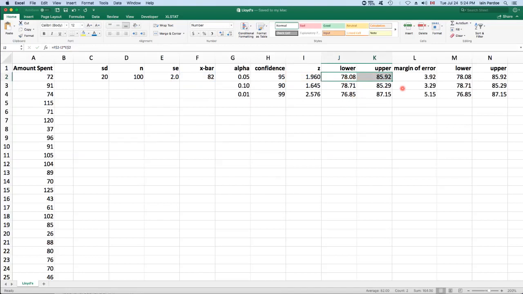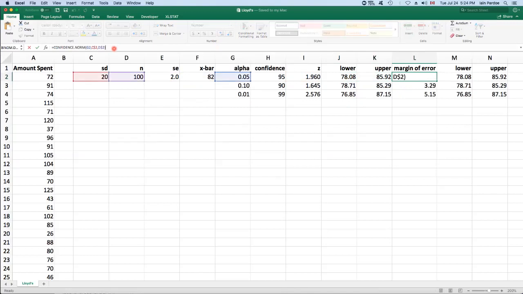There's another way of calculating this using the confidence.norm function, which takes 3 arguments. The first one is the alpha level. The second argument is the standard deviation. And the third argument is the sample size. It uses these to calculate the margin of error, which is the same as the z critical value times the standard error. Okay, 1.96 times the standard error comes to 3.92. So this is just a shortcut way of getting there.